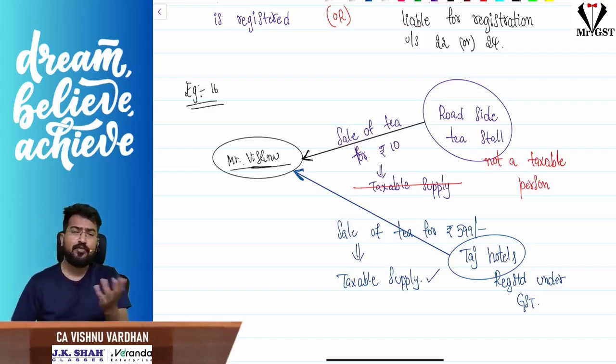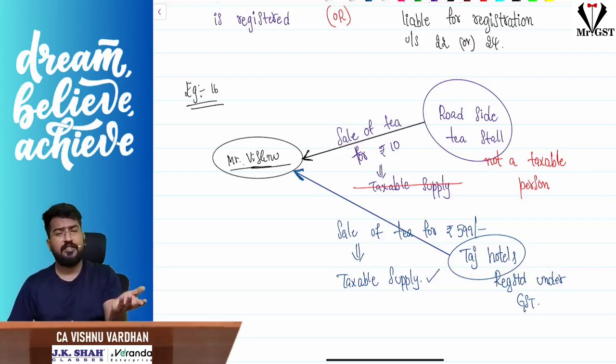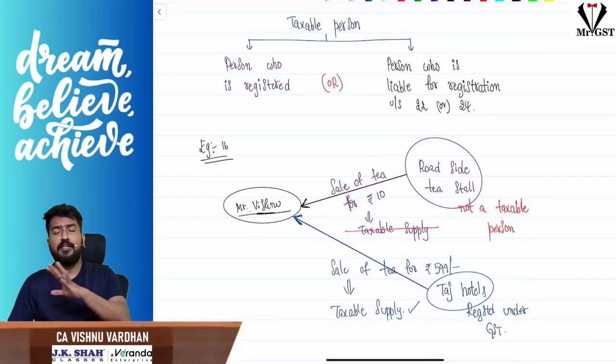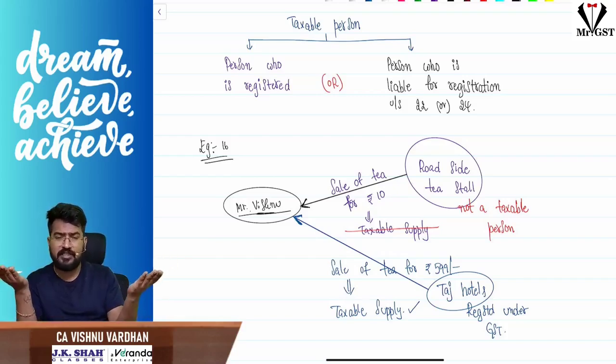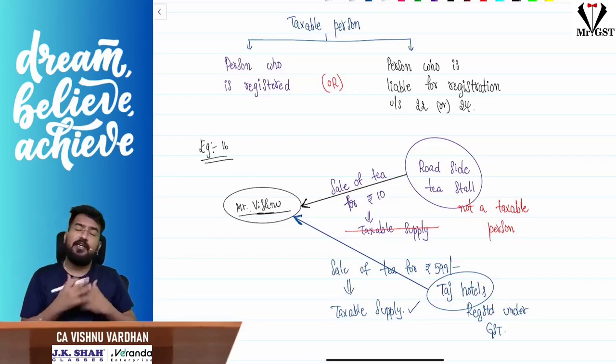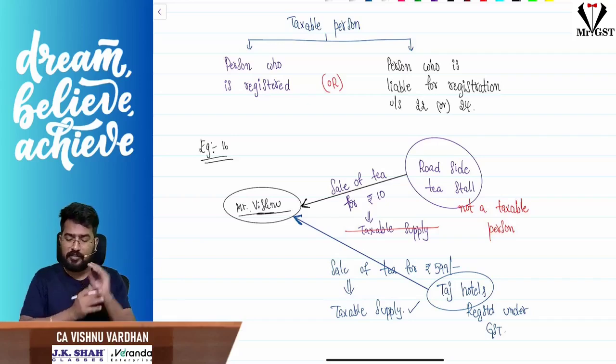The reason is, sir, the roadside tea stall is not a taxable person. So supply should be made by the taxable person. That means there should be goods, service or business, consideration, everything. But the person who is making supply should be a taxable person. So what do you mean by taxable person? Who is already registered under GST or who is liable for registration under section 22 or 24 is called a taxable person. So always remember, when you are taking the same good, in one place they are charging GST, in another place they are not charging GST, the reason will be the other person is not a taxable person. If he is a taxable person, then he has the responsibility to collect and pay tax to the government. So that is the concept.